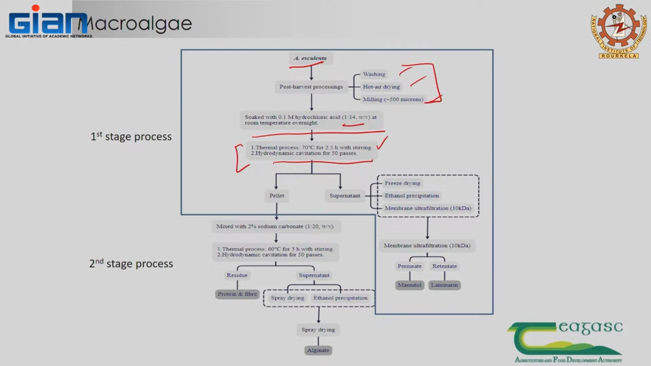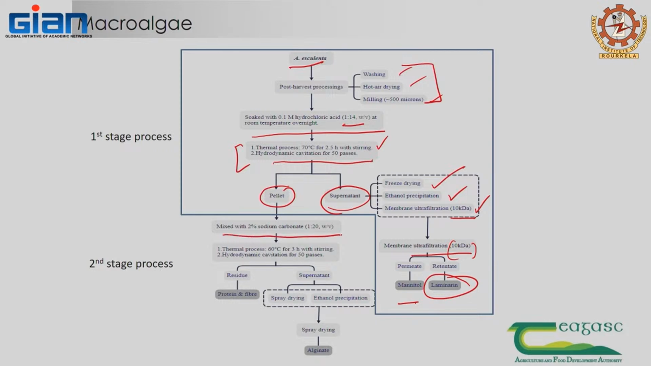In the first stage processing, we get a pellet and we get a supernatant. This supernatant was either directly freeze dried to calculate the extract yield after the treatment, or used for ethanol precipitation to precipitate your laminarin, and the third one, membrane ultrafiltration using a 10 kilodalton membrane, because we know that more than 10 kilodalton is the molecular weight of laminarin, and whatever is left over, less than 10 kilodalton, was your mannitol and the retentate was laminarin. So, this is what was for the stage 1 process.